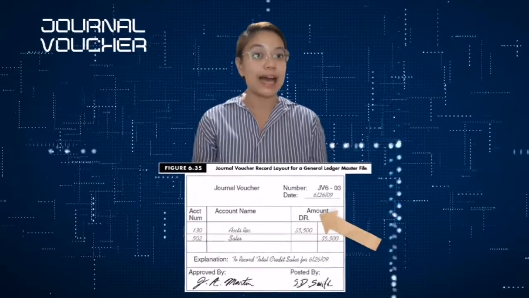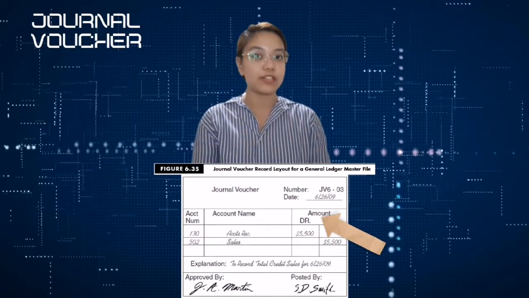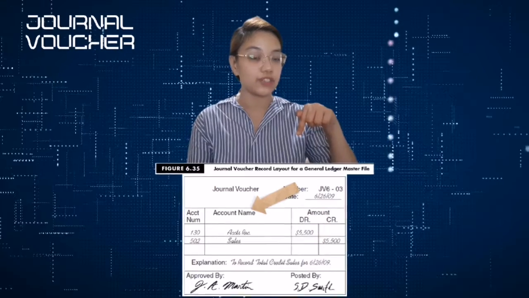Let us take a look at Figure 6.35. Here, we can see the elements of a journal voucher. There are the financial amounts and the affected General Ledger accounts of the transaction. There is also a journal voucher number assigned to each voucher and the date when the transaction was recorded, or its posting date. This is one degree of control that is imposed by managers to avoid unauthorized General Ledger entries.